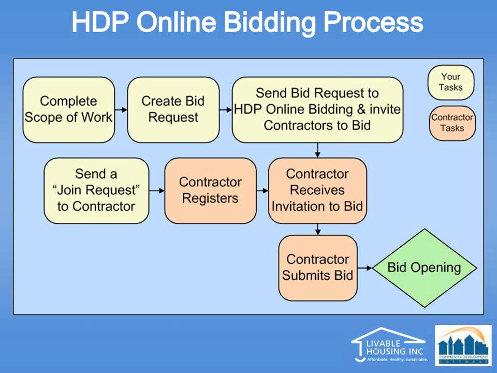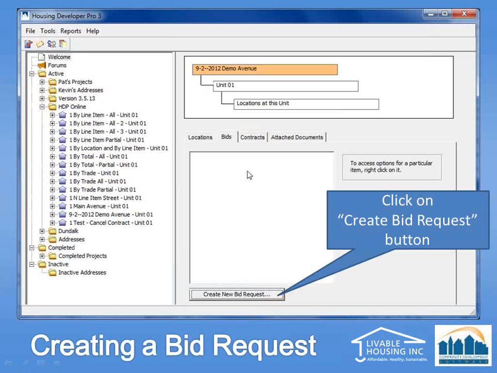So there you go. That's the process. Fairly straightforward. Two different processes in hand here. One is your work, creating the scope of work, creating the bid request, and then sending it up to HDP Online. And then the second set of tasks is you're inviting contractors to bid. They're going to the website, registering, receiving invitations to bid, and then submitting bids. All right, so now we'll walk through the process. I'm going to go through the top portion of this flow chart first, and then I'll show you how the contractors get invited and registered.